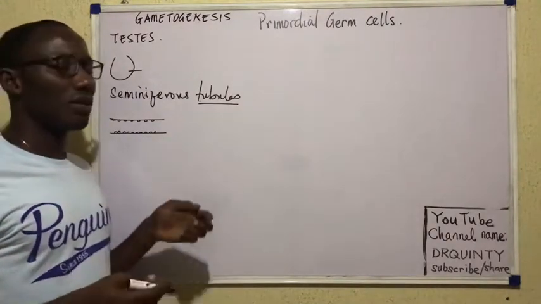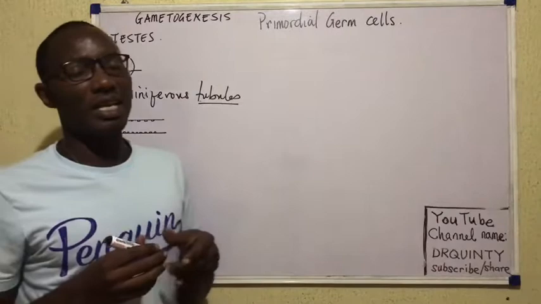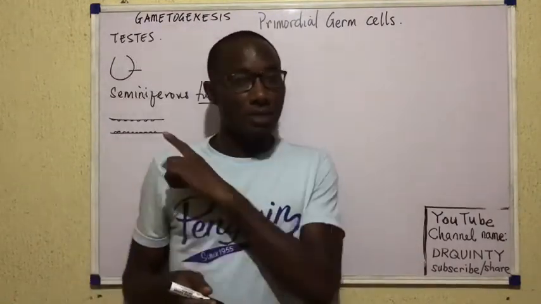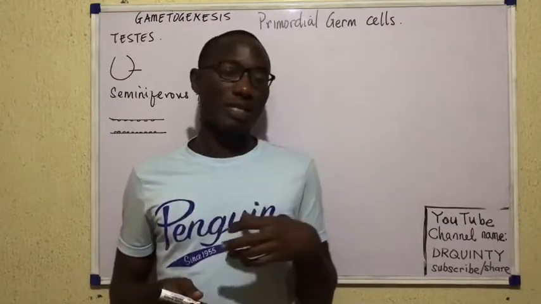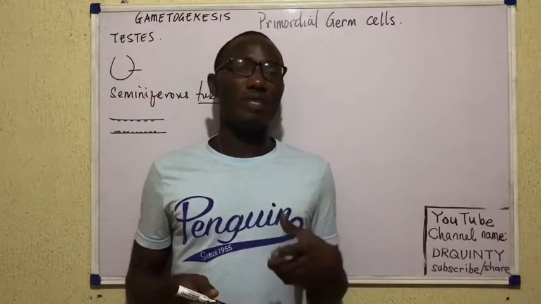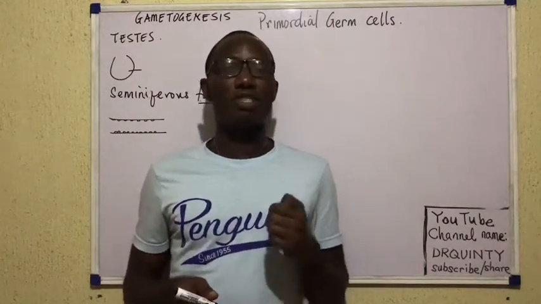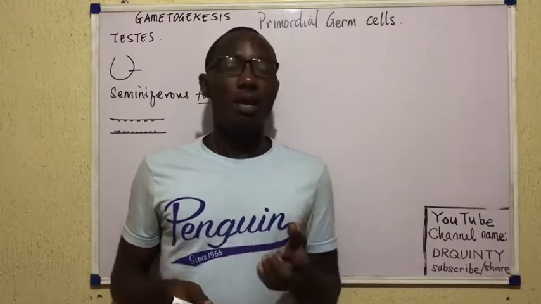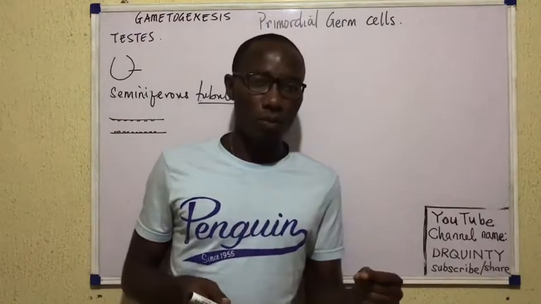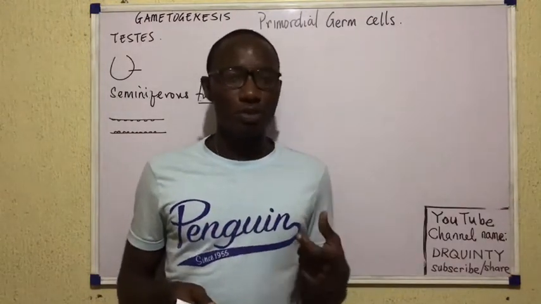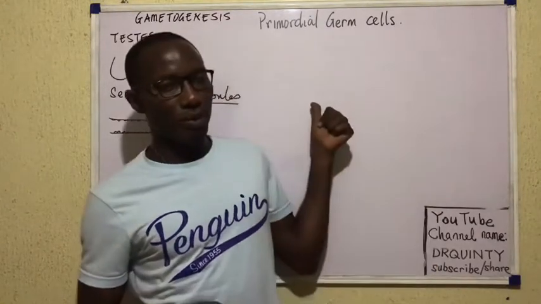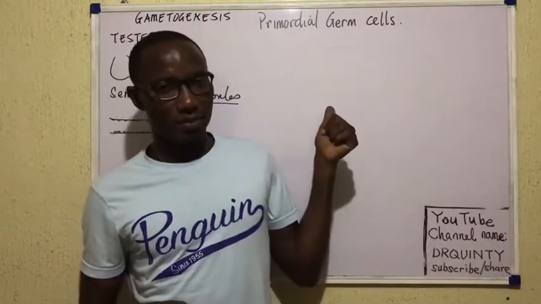Now, these germ cells are usually present in an individual from birth. So for a male that has the testes present, these germ cells are usually there under normal circumstances, but they do not begin to develop until that male reaches puberty. Why? Because their development is under the influence of certain hormones, and these hormones are not produced until puberty. So it is at puberty that what we're about to describe actually takes place.